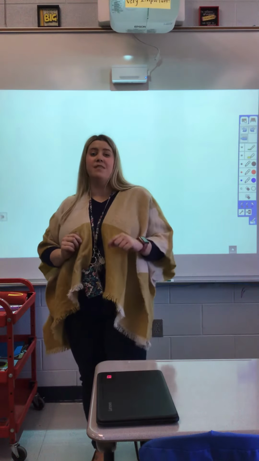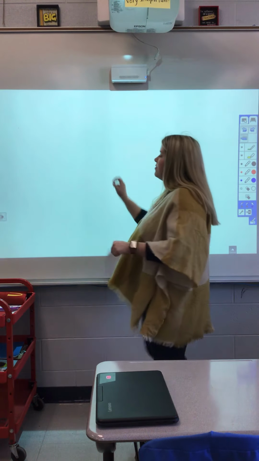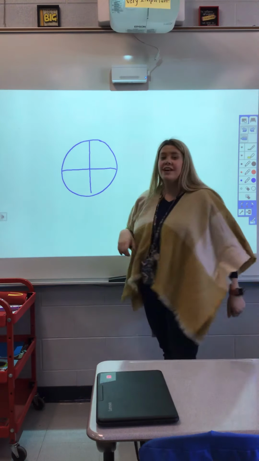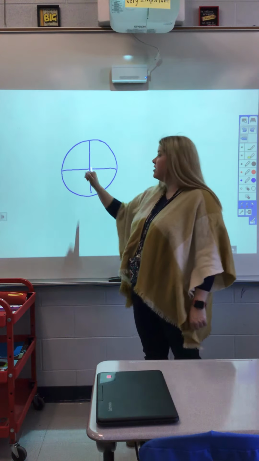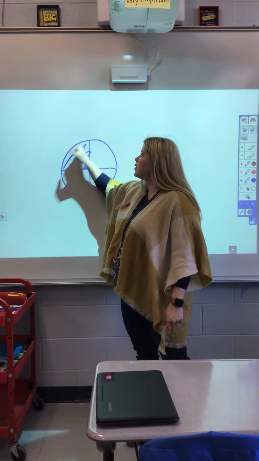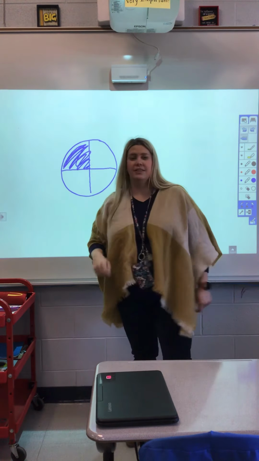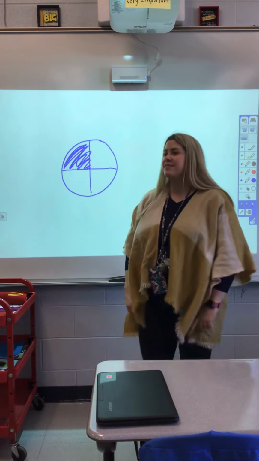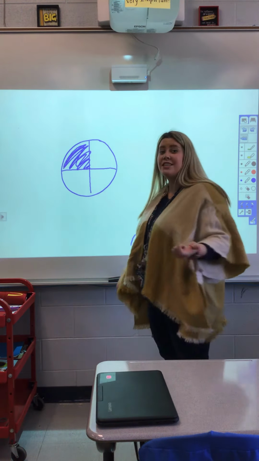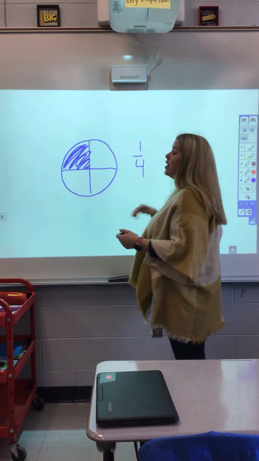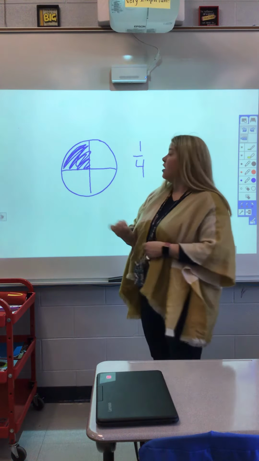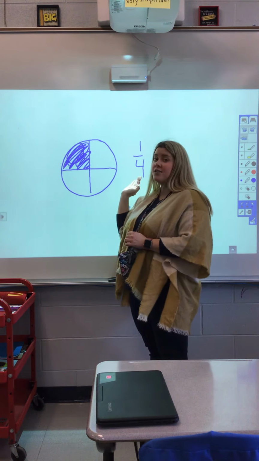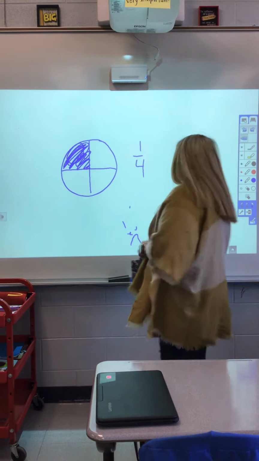Now let's change it up. What if I give you this? Can you write the unit fraction that represents this part? Go ahead and hit pause, write your unit fraction, and then come back to check it. Okay, did you write 1/4 as your unit fraction? 1 for our numerator because we have one part, 4 for our denominator because there's 4 parts total.